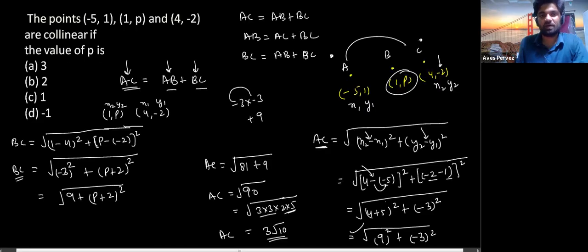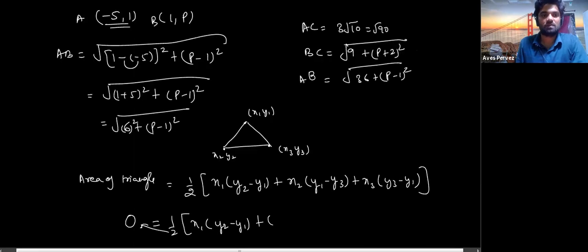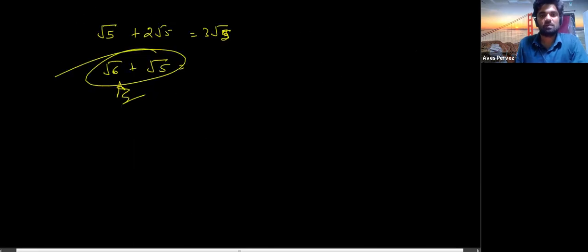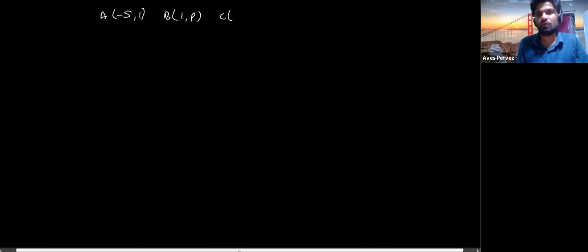Minus 5 comma 1. Okay, so let's do this one. Minus 5 comma 1 is A, and B is P comma 1, and C is, dear student, the point C is 4 comma minus 2. Okay, 4 comma minus 2.